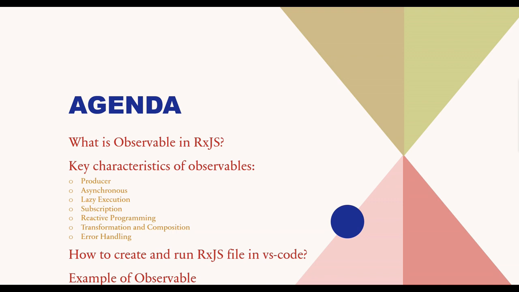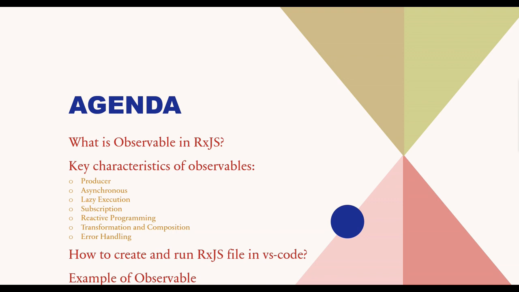The primary concept in RxJS is the observable, which represents a stream of values or events that can be observed over time. Observables allow you to handle asynchronous operations such as fetching data from a server, listening to user interactions, and processing data in a reactive or composable manner.